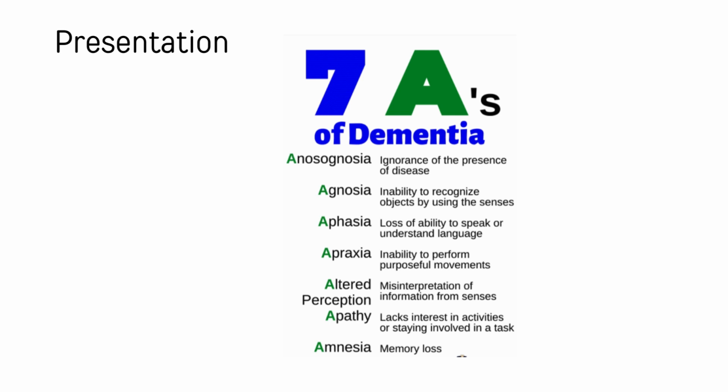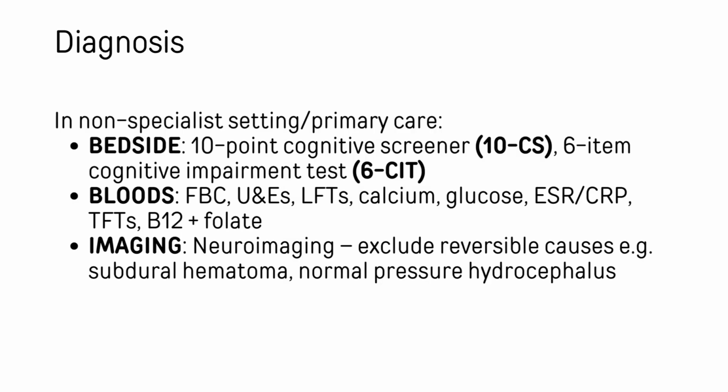Altered perception, so inability to sense information. Apathy, lack of interest in activities. And amnesia, memory loss. So all of these signify some cognition, such as speech, movement, senses, memory, and all of these will be reduced in a patient with dementia.